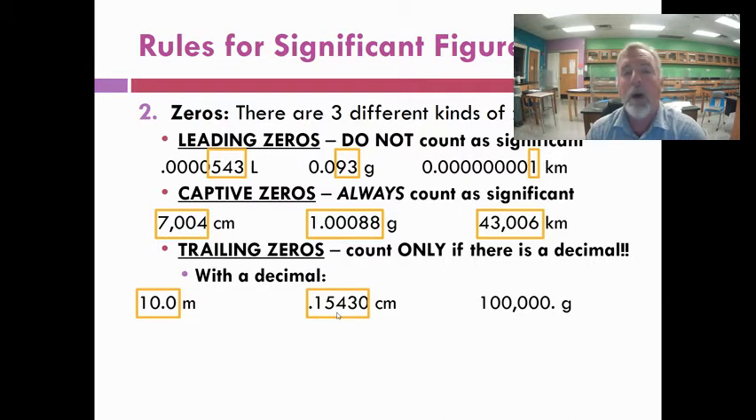I want you to look at this. 100,000, but there's a decimal point there at the end. What does that tell us? That tells us there are 6 significant figures here. So I want you to think about it this way. Maybe this will help a little bit too.